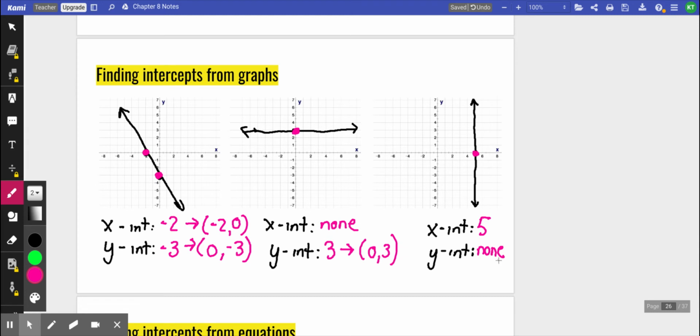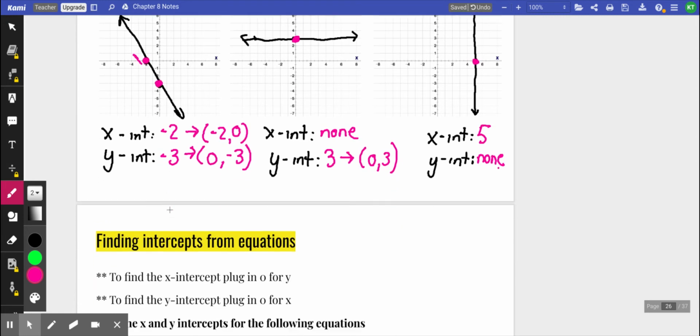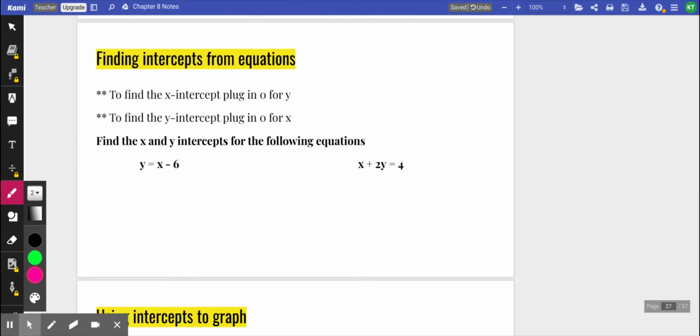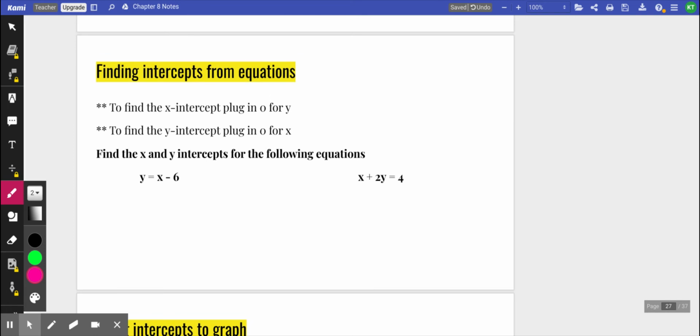So we can just look at a graph and see where it crosses the axis, and that would give us our individual intercepts. Now, we also need to be able to do it from equations because it doesn't always give us the graph. Now, one option is to graph it, okay? But when we graph by hand, you've seen me draw lines. They're not always 100% accurate. We're just drawing sketches of them.